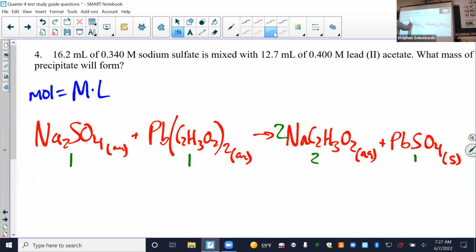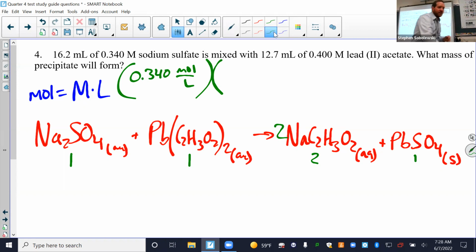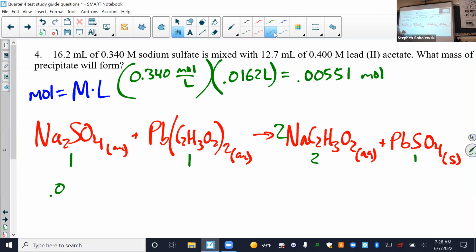So for our sodium sulfate, I need to multiply the molarity, so 0.340 moles per liter, times my liters, not 16.2, but divide that by 1,000, 0.0162 liters, and that gives me 0.00551. So that goes down here under the sodium sulfate.